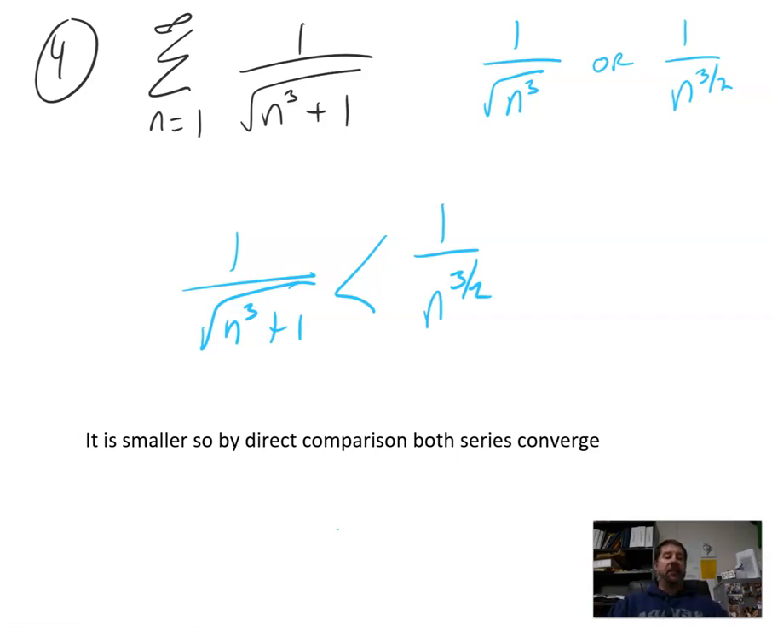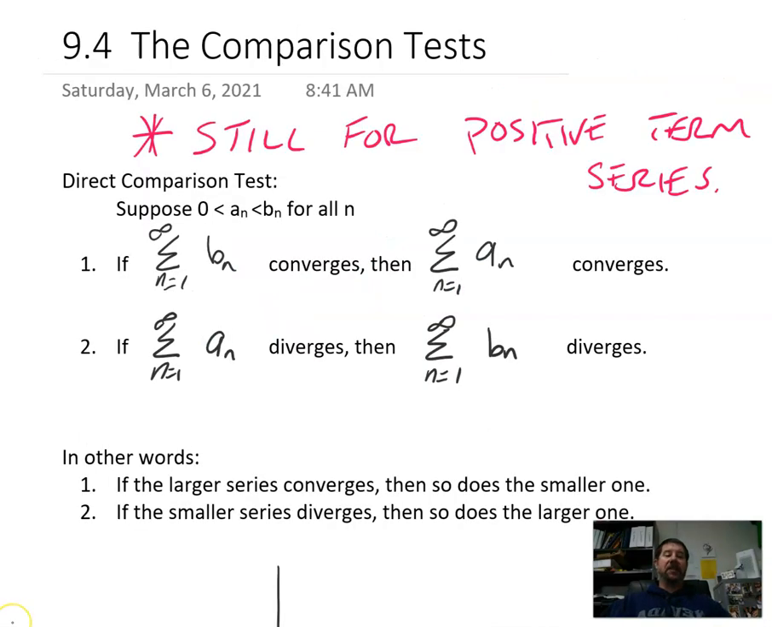But all of these pass the nth term test. And so we can move on to our direct comparison test. And then I was just thinking, another thing I forgot to mention, both these tests are still for positive term series. Okay, all of our comparison tests, everything we've talked about so far is only for series with positive terms. In this case, it doesn't have to be decreasing, but the terms have to be positive.